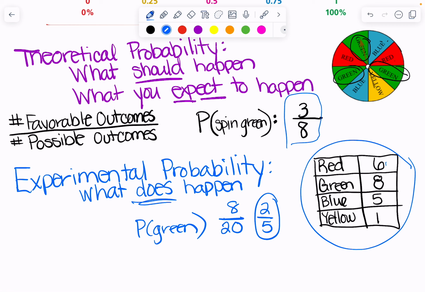And if we wanted to think of these as percents, just for a little comparison, this would be 37.5%. This would be 40%. So what should have happened is we should have landed on green 37.5%. What actually happened is we landed on it 40% of the time. All right, so those are pretty close.